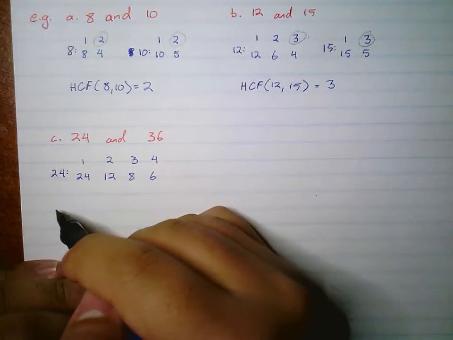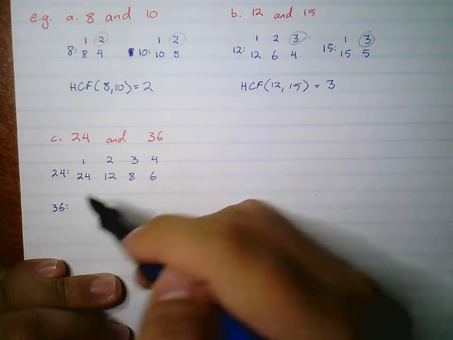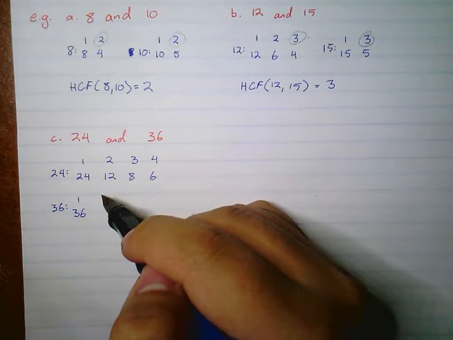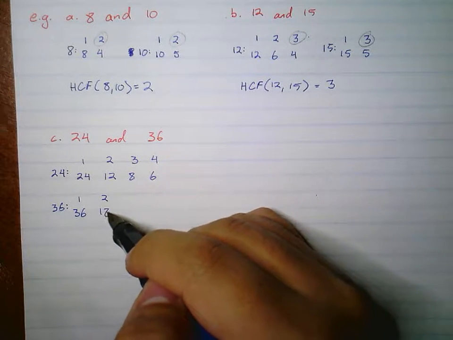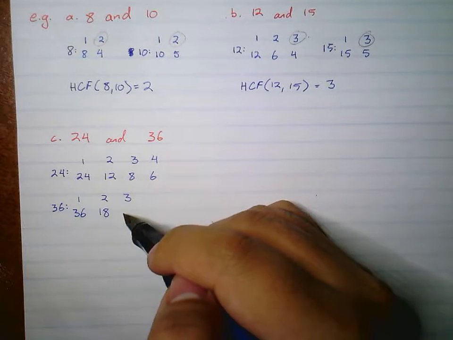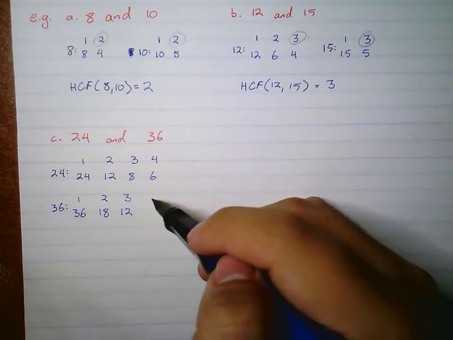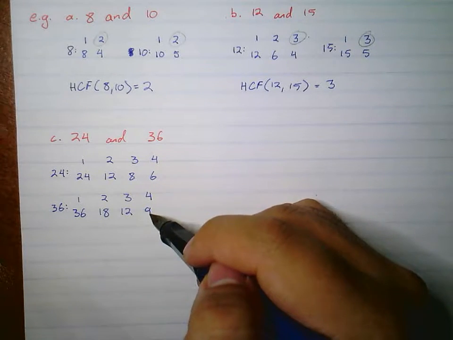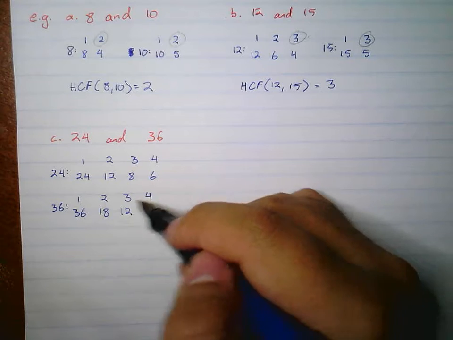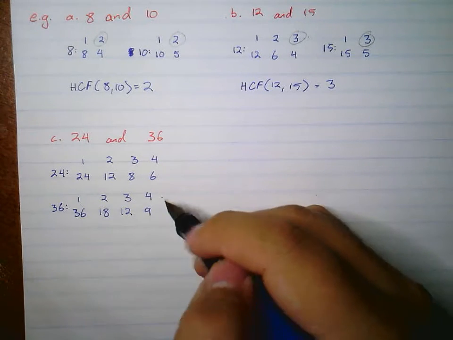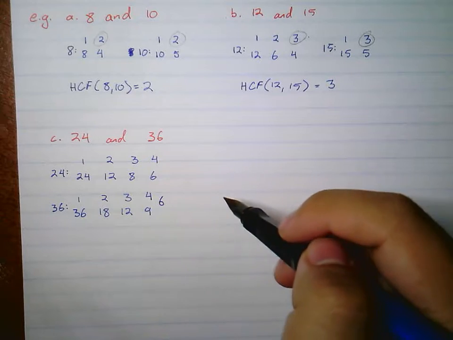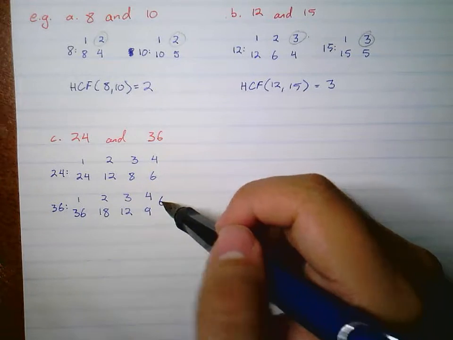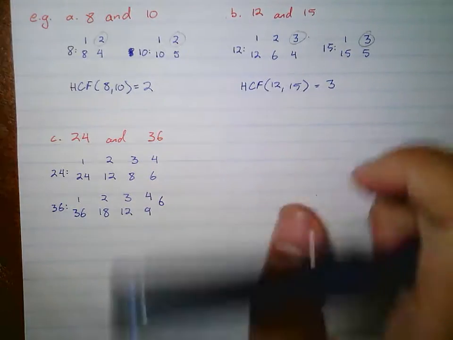Let's take a look at the number 36. Factors of 36, we have 1 and 36. We have 2 and 18. We have 3 and 12. We have 4 and 9. 5 doesn't work. And we have 6 and 6. Whenever we have a square, we leave it as just 6, because 6 doesn't occur twice. It's 6 and itself.